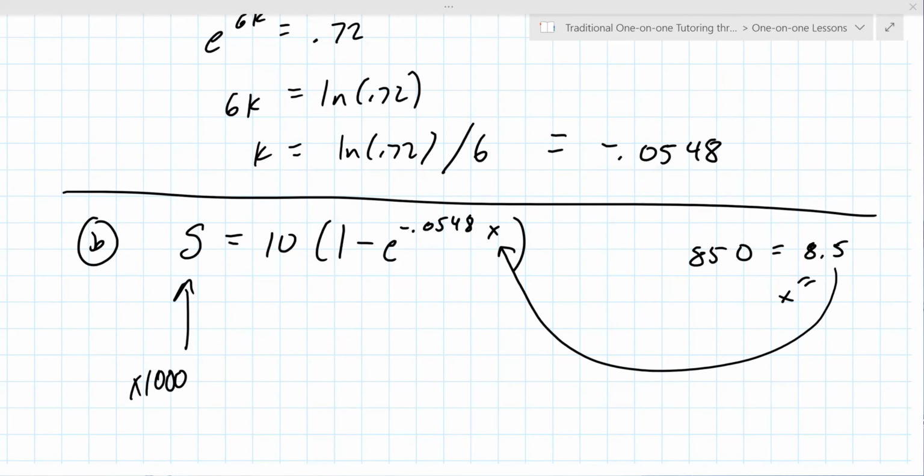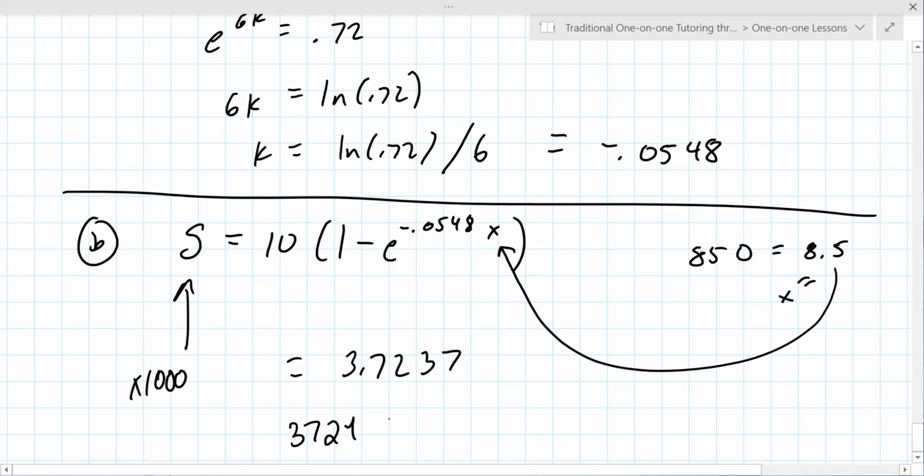So there's nothing inherently difficult about this. It's that these unit conversions can really mess things up. So I get 3.7237, but then you have to multiply that number by 1,000. It's always better to keep that last value in your calculator and then multiply by 1,000. So I get 3,724 units.